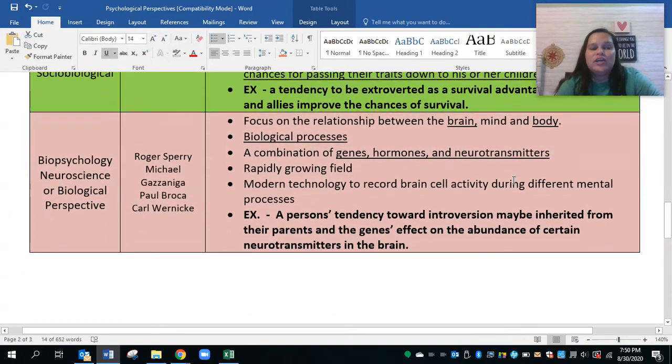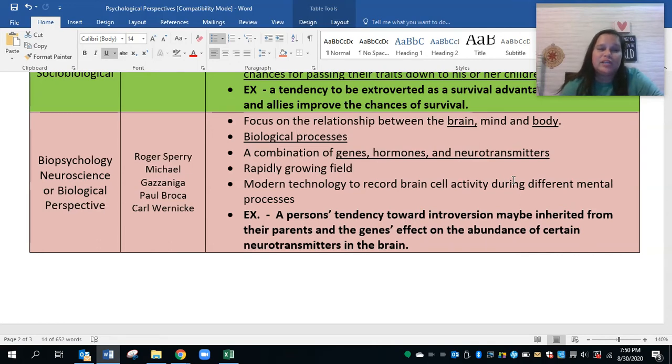The next perspective, I usually just call it the biological or neuroscience perspective. I didn't highlight or underline any of the specific names here. We will talk about all of these guys, but they each did one specific big discovery in biology, so there's not really one name that goes with the whole perspective. This one is really looking for biological processes that explain psychological behavior. So we're looking at the brain and how genes and hormones and neurotransmitters, which are chemicals in the brain, explain behavior. It's because of so much of the modern technology today that we're able to get a much better understanding of this perspective.